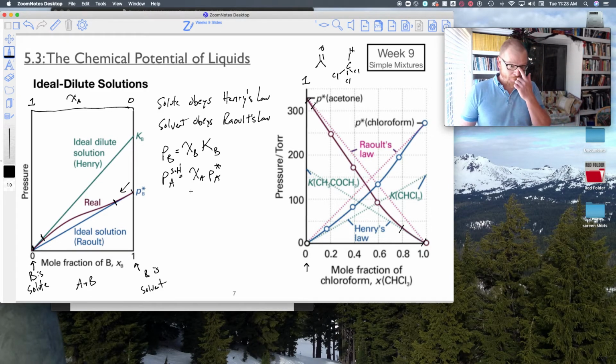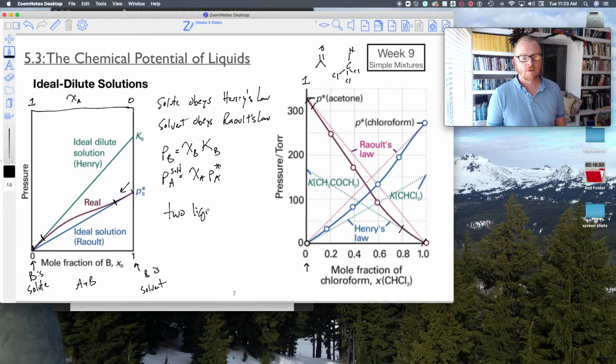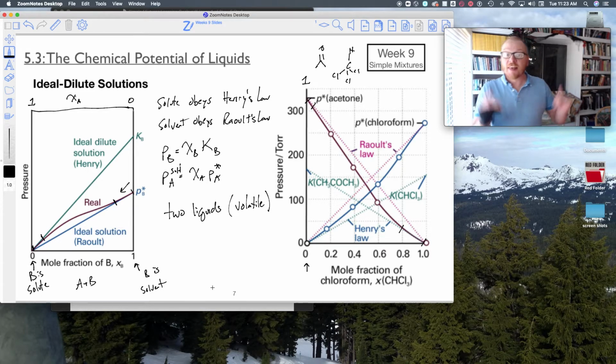And in the case of two liquids, or really two volatile substances, they can switch, right? One can be the solvent, one can be the solute, and that can switch based on how much of it is being added. Now, if we have a liquid and a solid, and we're making a mixture out of a liquid and a solid, that's not going to be the case. The solid is not volatile, okay? And it doesn't do anything.